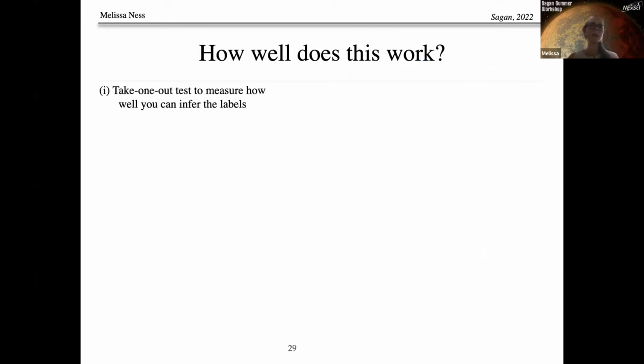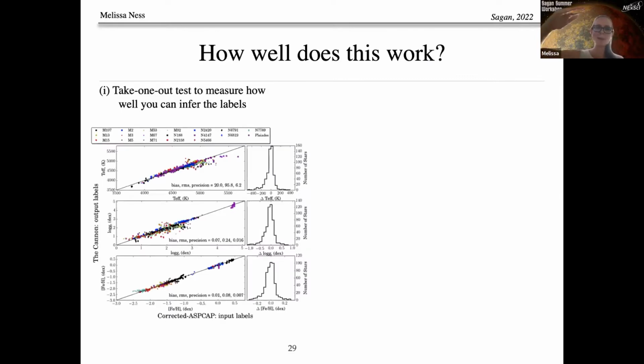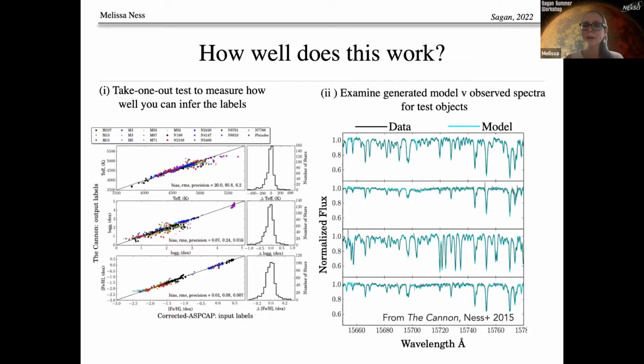So how well does this work? Well, 2 tests to show this. First is the take-one-out test. This is where we're going to look at temperature, gravity, metallicity from top to bottom. We're going to take one star out of our training set, train our model, and infer the temperature, gravity, and metallicity for that star, and plot all of those inferences together. And so we see that straight line is the 1-to-1 line, and that shows the precision to which we can infer these different labels. Okay, I'm not going to go into detail about what that precision is, but you can see basically it's following the 1-to-1 line. It's working very well. Another way we can look at this is to examine a generated model versus our star, our real data for our test objects.